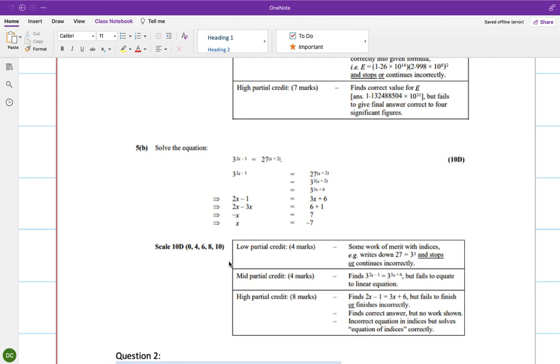Another 10 points there. This time it's 4, oh that should say 6 for the mid partial. Four, 6, 8 and 10.